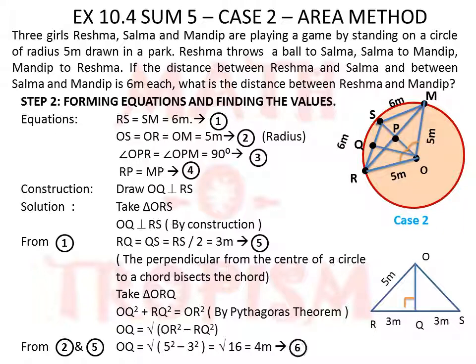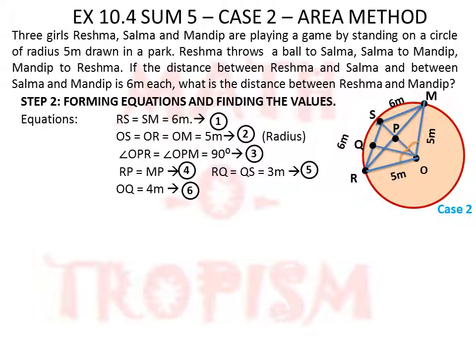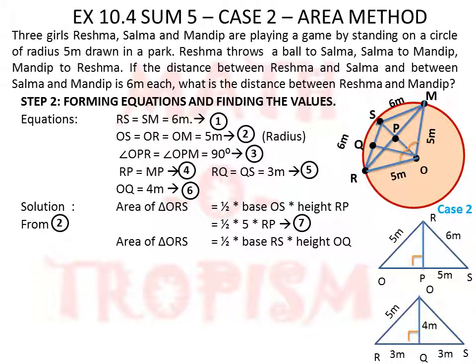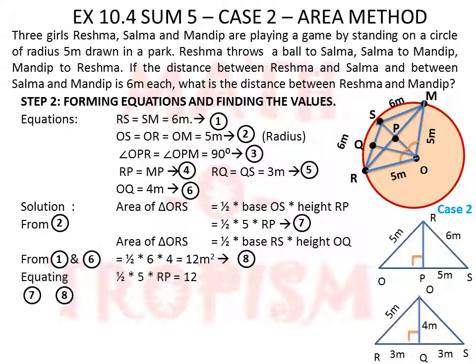Now I will keep this as equation 6. When I continue for finding the area of the triangle ORS, first with R as the vertex and OS as the base, I have RP as x. I don't know RP, so half into 5 into RP is one equation, and the other equation is where I take the vertex as O and the base as RS. There again the height is 4 and the base is RS, which is 6. So it comes to half into 6 into 4. Keeping these equations, I am going to equate them and find the value of x.